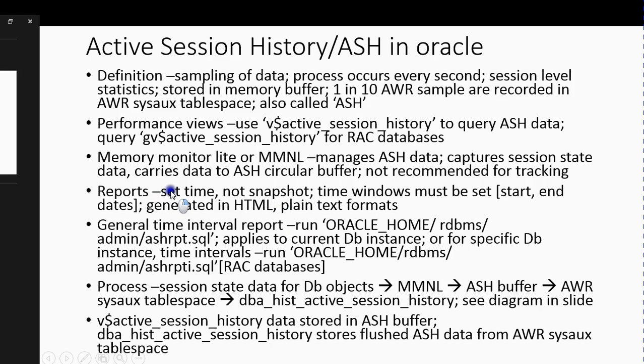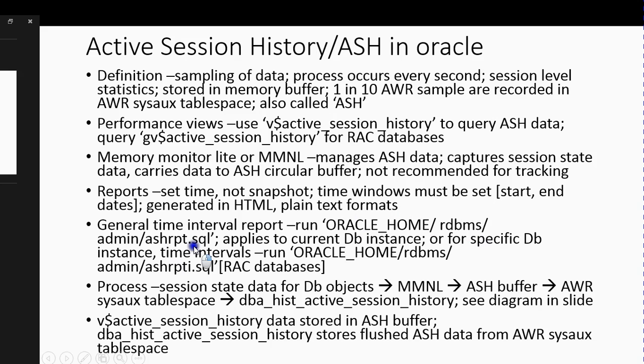In terms of the ASH reports, these are set by time and not by AWR snapshot. So you have to specify time windows, with a start and an end date. You're able to generate HTML and plain text formats for your report. If you look into your file system, you can go into Oracle Home, RDBMS, admin, and there you'll find the ASH report.